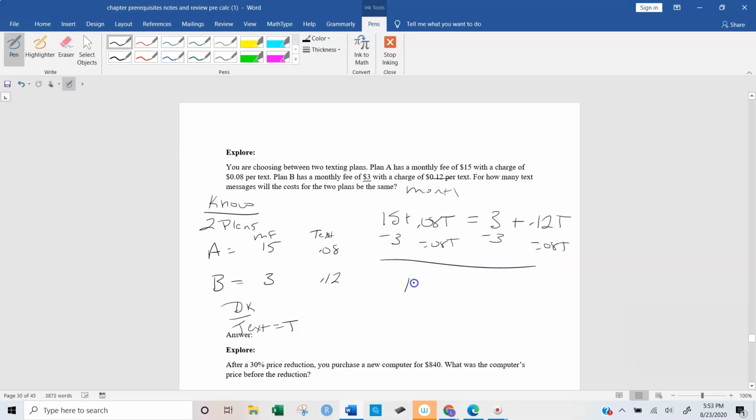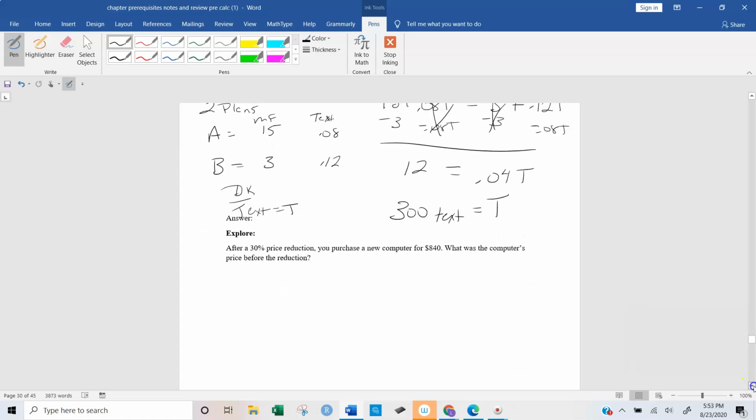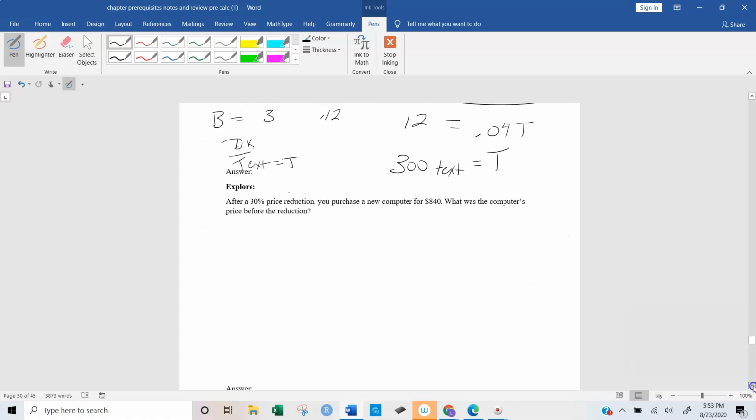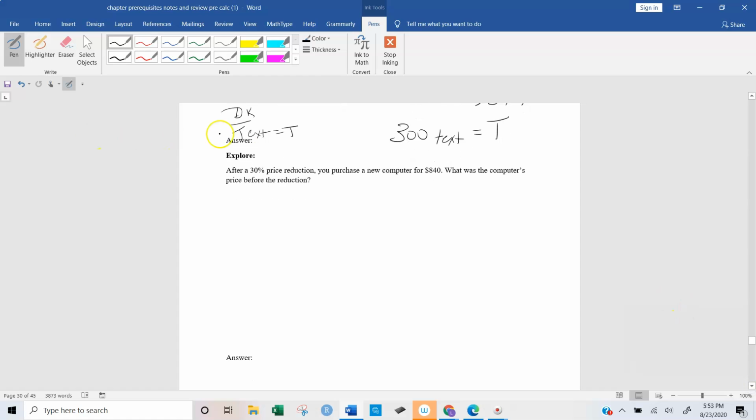So 15 minus 3 is 12. This canceled here, this canceled here. It's equal to 0.04t. So t is equal to 300. So when they have 300 texts, those two cost the exact same amount. Now you're thinking, what if I'm over or under 300? Which one should I buy? Okay, try this one on your own. Make sure you pause it.